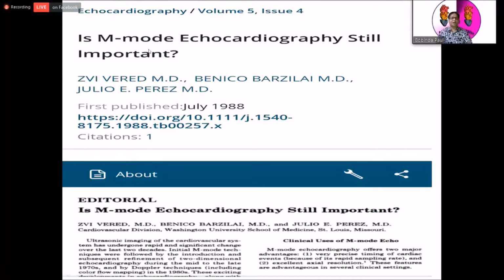One article is titled Is M-mode echocardiography still important? It is in the Journal of Echocardiography. Here it said M-mode echocardiography offers two major advantages. It gives very precise timing of cardiac events because of its rapid sampling rate and excellent axial resolution. These features are advantageous in several clinical settings.